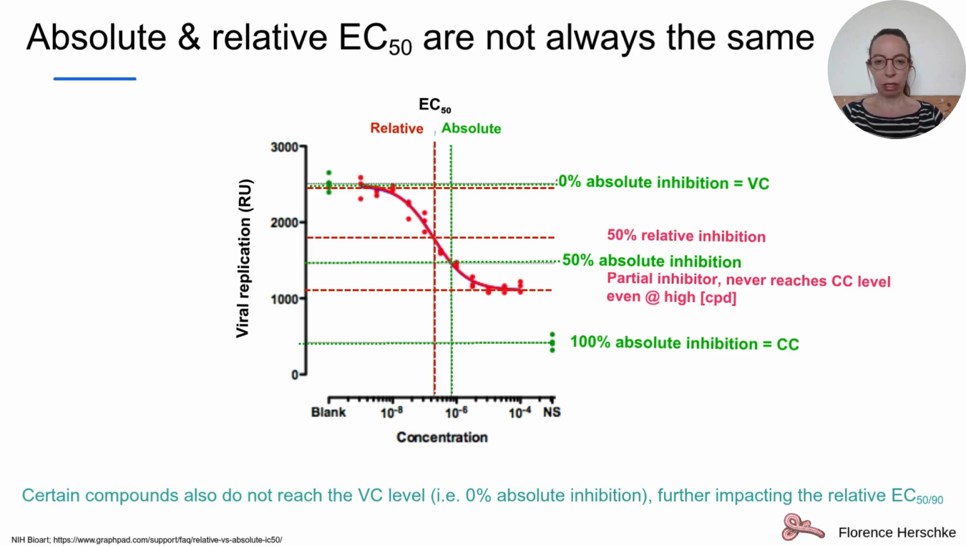There can actually be a lot of different cases observed, and there are also cases where even the VC level, so the 0% absolute inhibition, is not reached, or is even higher than that. So further impacting the relative EC50. Thus, it is very important to understand whether you are looking at relative or absolute EC50s.